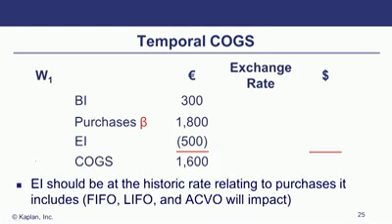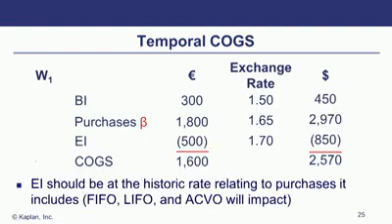Now, in our question, we were told strictly to use the 1.5 historic rate for our beginning inventory. We're told to use the 1.7 historic rate for our ending inventory, and we're going to make the assumption that the purchases were made evenly throughout the year and therefore apply the average rate to those. So those are our exchange rates. Let's apply those, and that's how we got the 2,570. Okay, so that's the temporal method. Certainly the harder of the two methods.